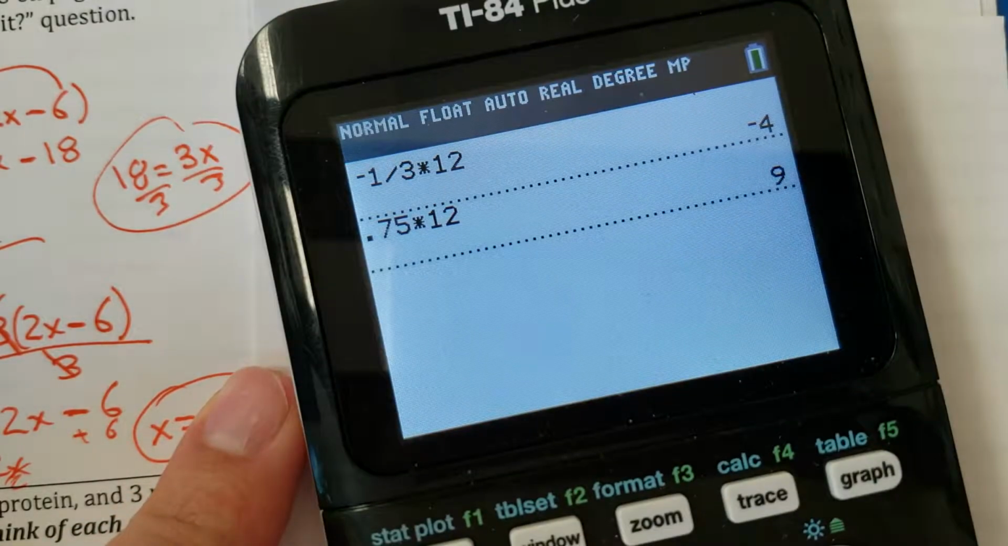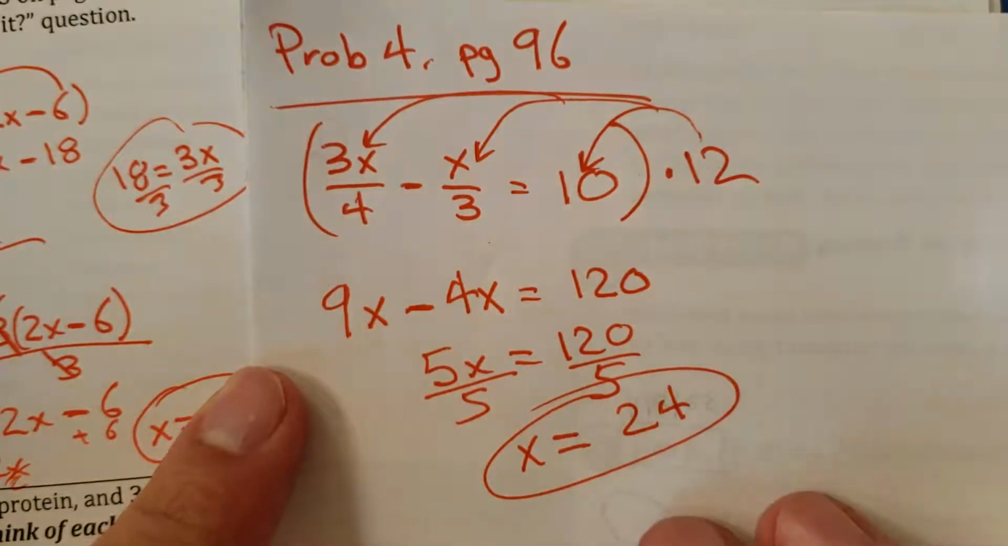Here we go. Let me double check. 120. It's been a long day. It's the end of the day, I probably made a mistake. No, I did okay. Good job. I redeemed myself. Good job.